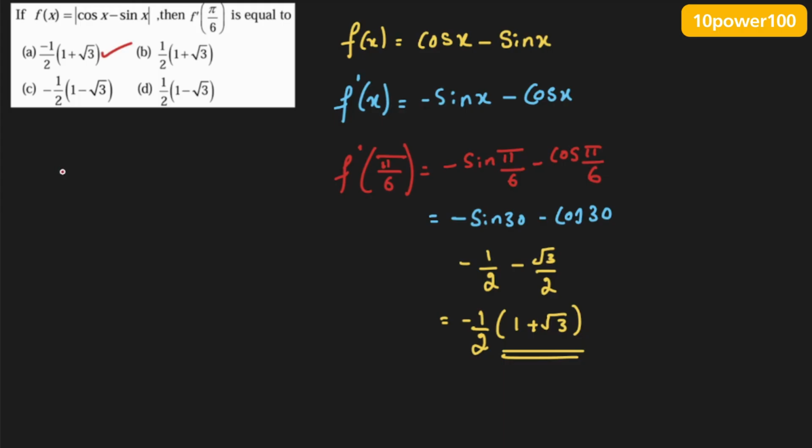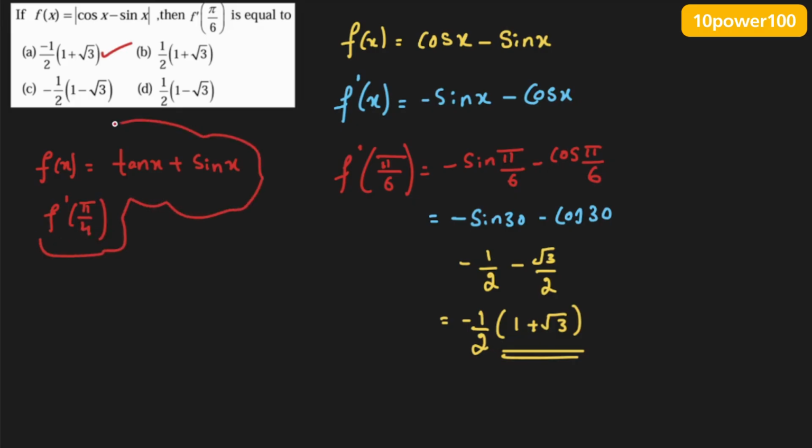Now I want you to do this extension question. The question is f of x is equal to tan x plus sin x. Find out f dash of pi by 4, and comment your answers in the comment section after finding out f dash of pi by 4.